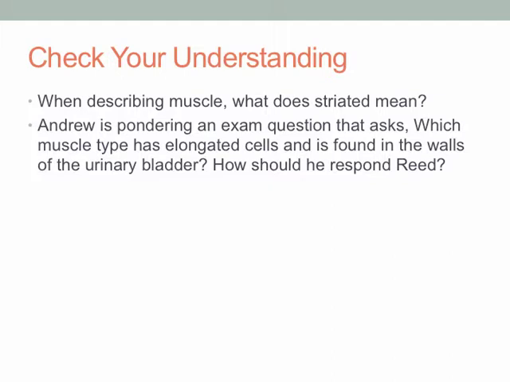If Reed was helping him cheat in class, how would Reed respond? He would say, Andrew, okay, well, first of all, what muscle tissue cells are elongated? Skeletal and smooth. Okay, so far just the first part of the question, it says that it has elongated cells, so we know it's either skeletal or smooth muscle, and is found in the walls of the urinary bladder. So that would be smooth muscle, right? Because smooth muscle is found in the walls of our hollow organs. So Andrew got that one right.